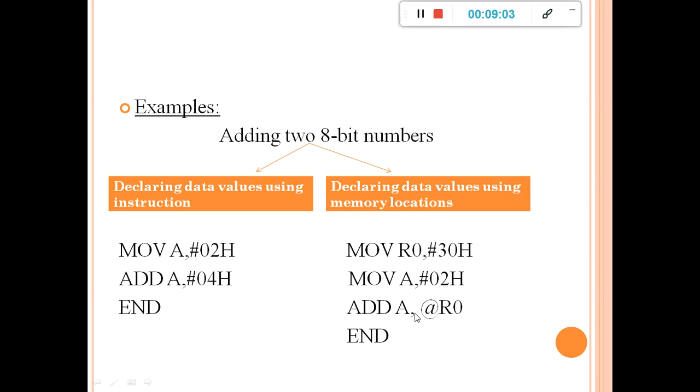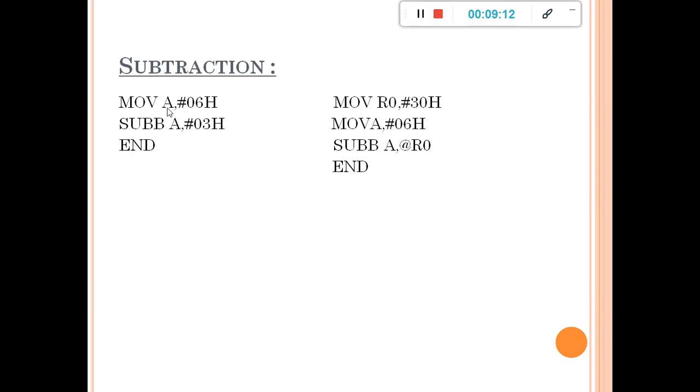Next we'll see the subtraction part. Same thing, only the mnemonic will change. First you move the data into the accumulator, then you go for subtraction. In addition there are two types, ADD and ADDC, so you can add with carry and without carry. But for subtraction there is only one instruction, that is SUBB, where SUBB stands for subtraction and the B stands for borrow. There are no separate instructions for SUB and SUBB, with carry or without carry.